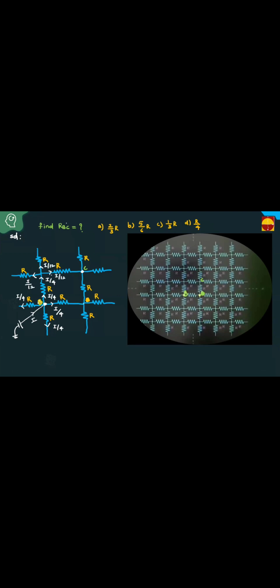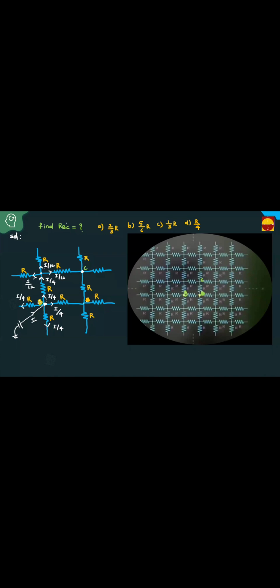Correct? Entering current equal to sum of the leaving currents. We can add I by 12 plus I by 12 plus I by 12. Finally, we can get I by 4. KCL must be satisfied at any node. Here, what is the entering current? I by 4. If I by 4 is entering, remaining 3 resistance, I by 12 is leaving now. This is I by 12, this I by 12, this is I by 12.